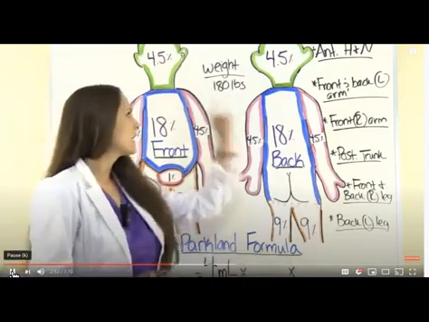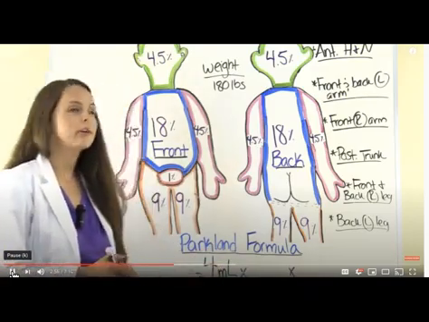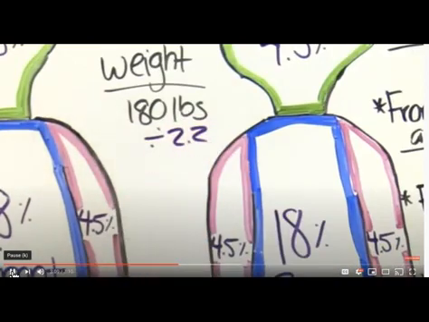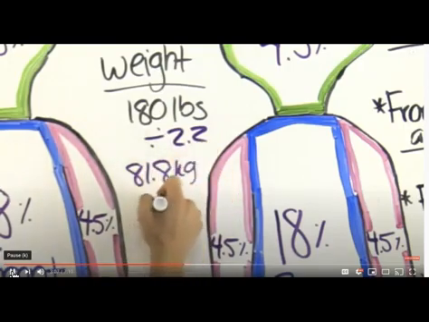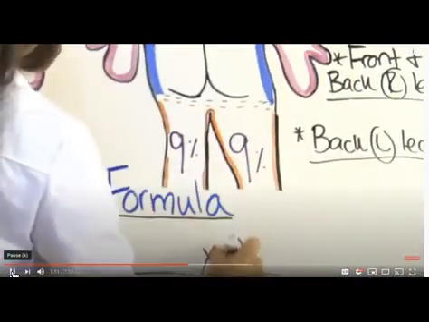Let's figure out our patient's weight in kilograms because they gave it to us in pounds. So to convert to kilograms, we're going to divide by 2.2, and 180 divided by 2.2 gives us 81.8 kilograms, and we're going to round up to 82 kilograms. So our patient weighs 82 kilograms.